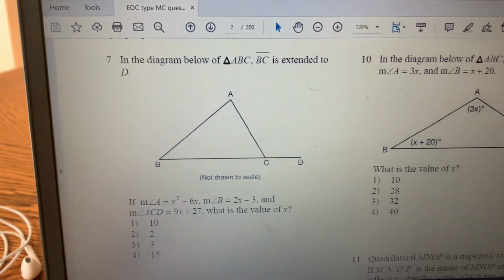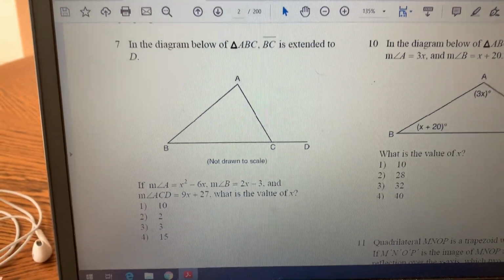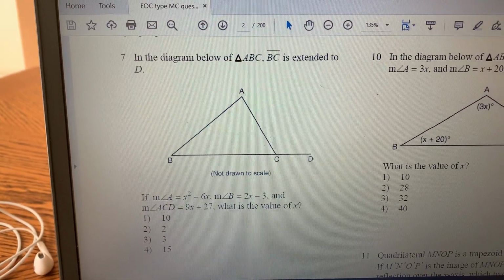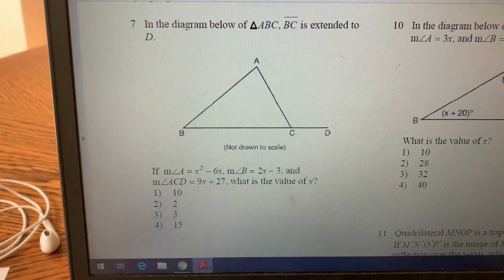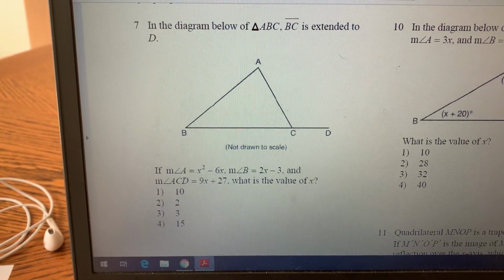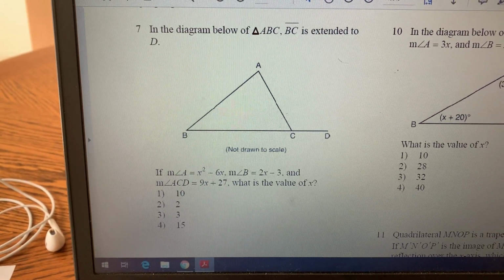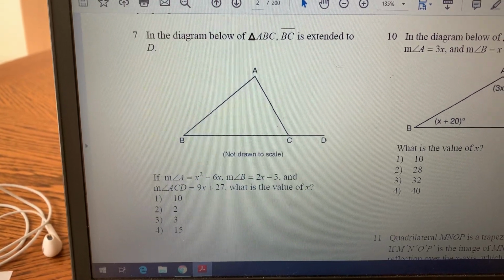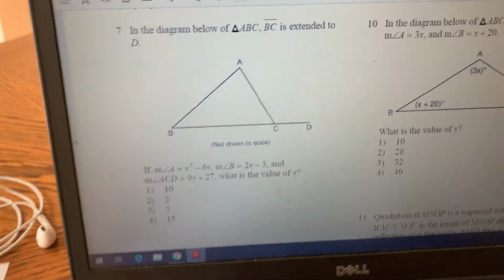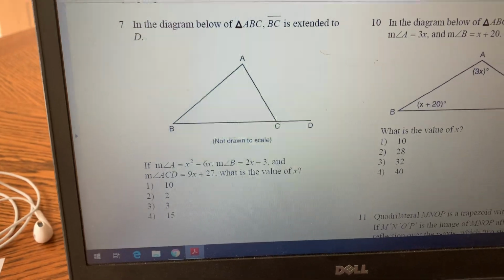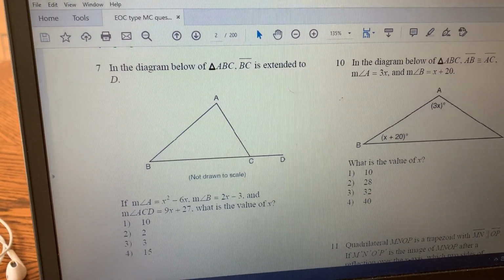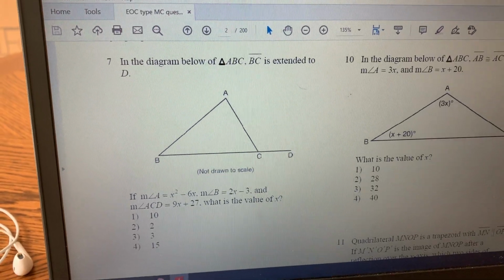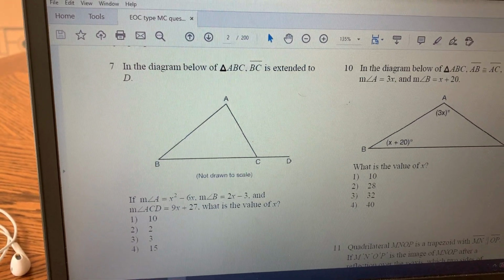In the diagram below, triangle ABC, line segment BC is extended out to point D. The measure of angle A is x squared minus 6x. The measure of angle B is 2x minus 3. And the measure of angle ACD is 9x plus 27. What is the value of x? So again, something we didn't explicitly do, but this is the exterior angle theorem.